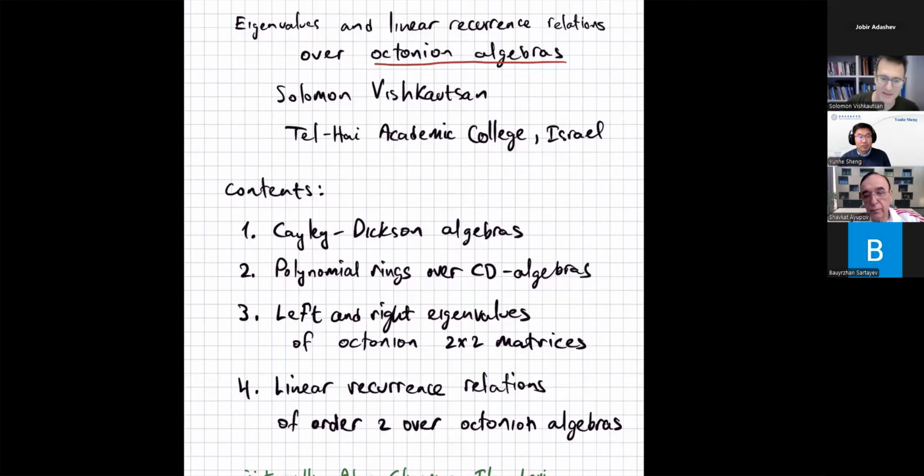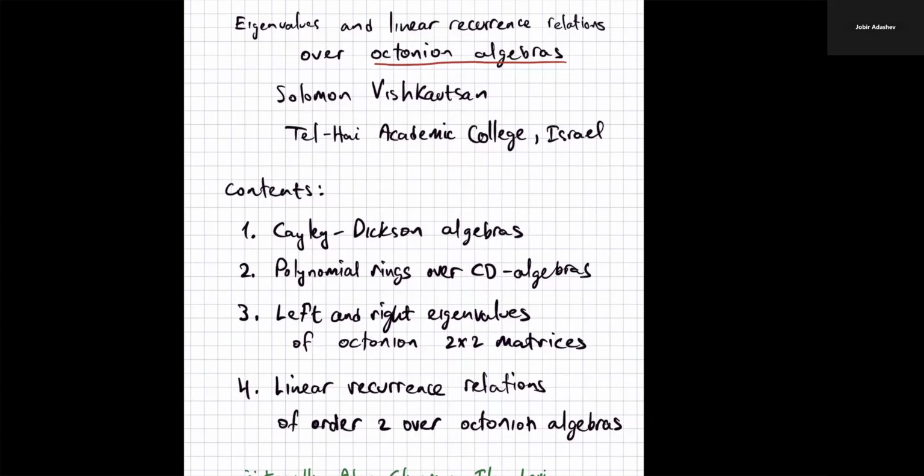This is an overview of the lecture. I'm going to first recall what Cayley-Dickson algebras are, quickly, and polynomial rings over these algebras. Then I'm going to talk about eigenvalues, left and right, for octonion 2 by 2 matrices. And finally, if time permits, I'm going to talk about linear recurrence relations of order 2 over these algebras.